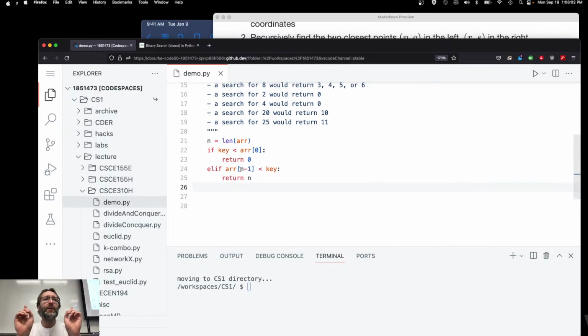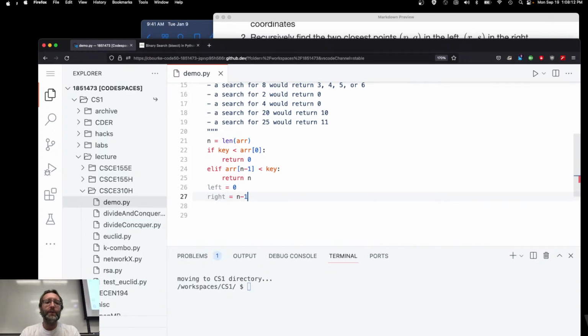Now I need to establish my left and right index. This is just a standard binary search. My left will start at 0. I'll call it left. My right will start at n-1. Now, while my left and right are less than or equal to each other, they're going to jump in on each other until you find what you're looking for. So while the left is less than or equal to the right, do the following.